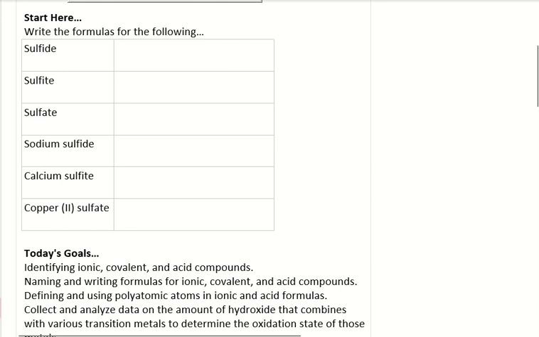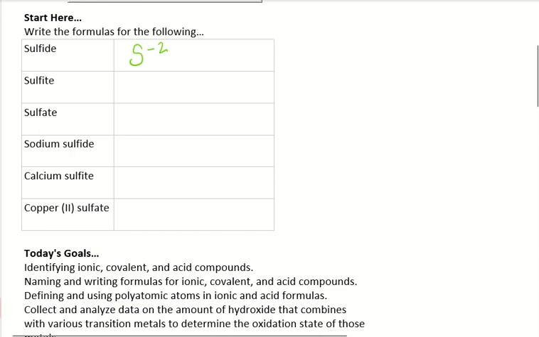So, sulfide, where does it come from? Sodium and oxygen? No. It comes from sulfur on the periodic table when it picks up 2 electrons. When sulfur picks up 2 electrons, it becomes sulfide. So, you should have S 2-. That's sulfide.